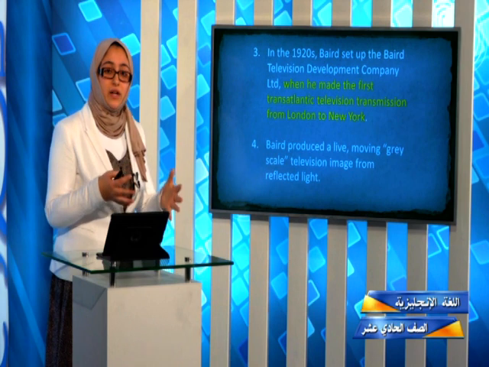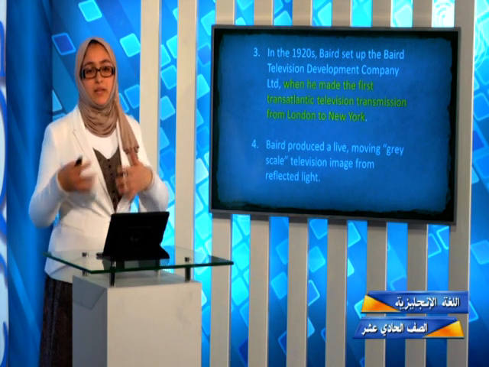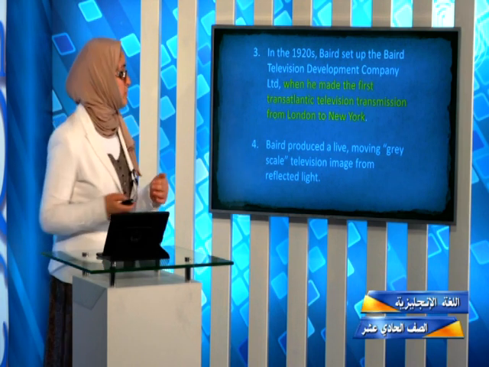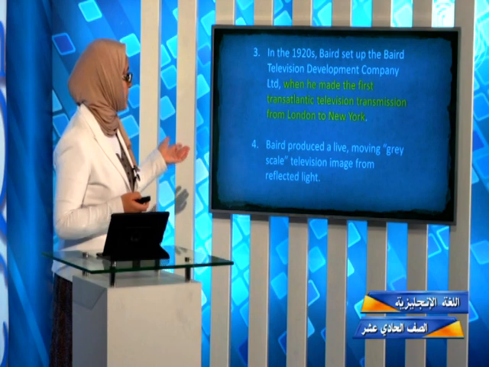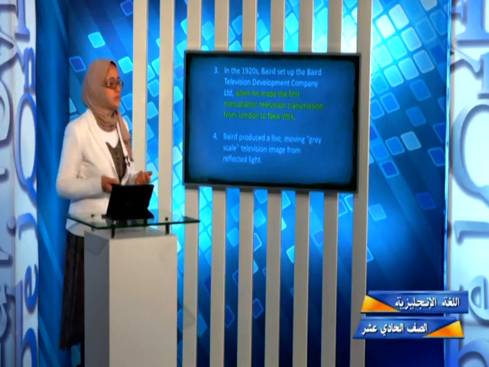So some relative clauses are important to have in the sentence and others can be removed. So it is not really essential information, just added or extra information. And the fourth one, of course, Baird produced a live moving grayscale television image from reflected light. So these are just examples of how relative clauses are used in sentences to add information and just give us more detail to understand something.